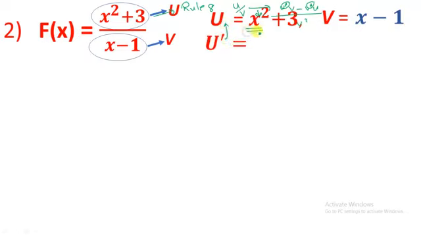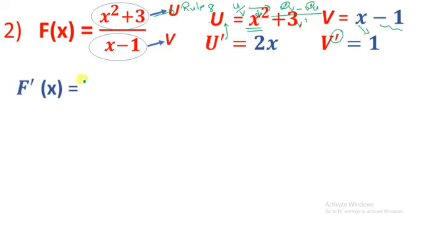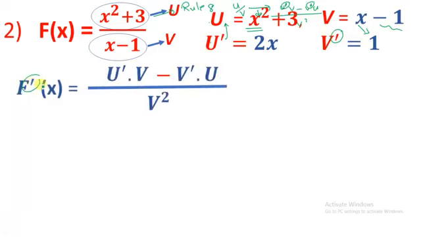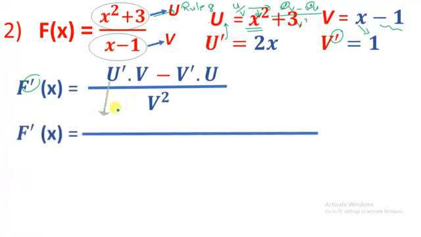What is the derivative of x squared? It is 2x, and the derivative of 3 is 0. And the derivative of v, which is v prime: the derivative of x is 1, and the derivative of minus 1 is 0. So I have u prime and v prime. Let's write the rule. f prime of x is equal to u prime v minus v prime u over v squared. Let's substitute.